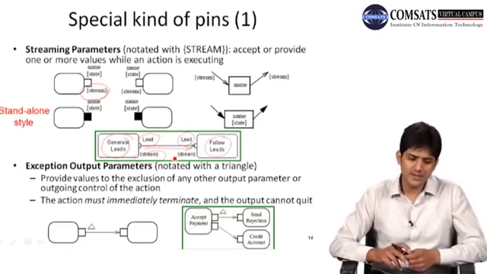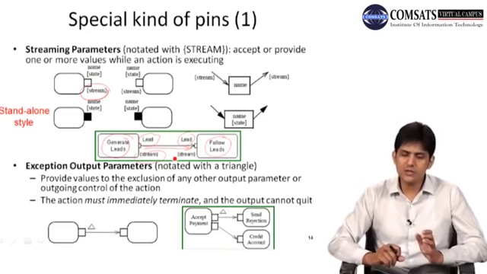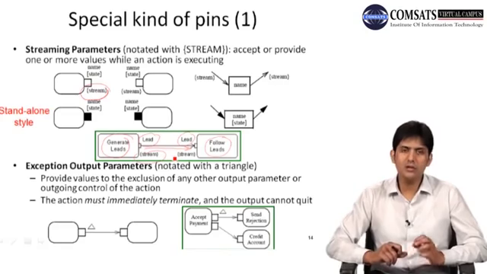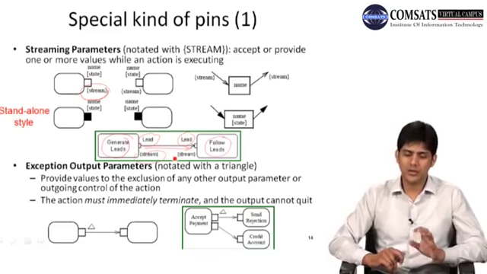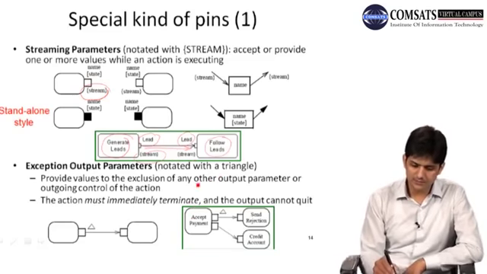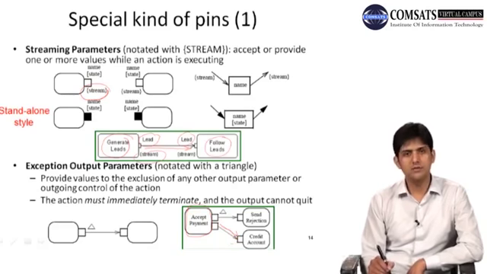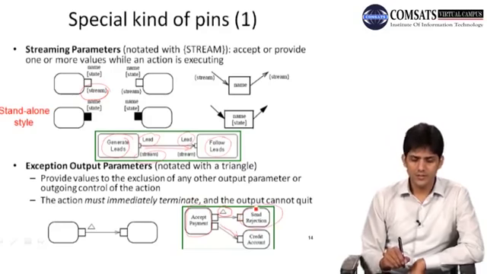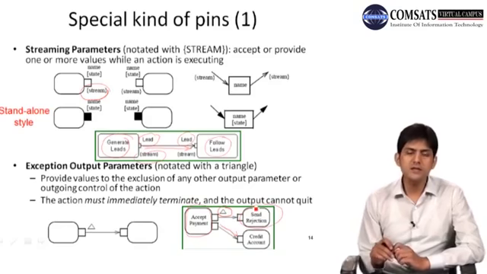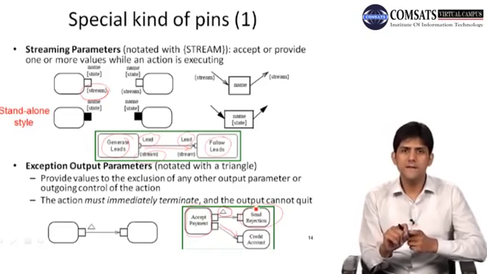The other type of pin is exception output parameters. They provide values to the exclusion of any other output parameter or outgoing control of the action. The action must immediately terminate and the output cannot continue. For example, in the case of accept payment, if the payment is accepted, then you come to this credit account. But in case it is not, then you send the rejection.